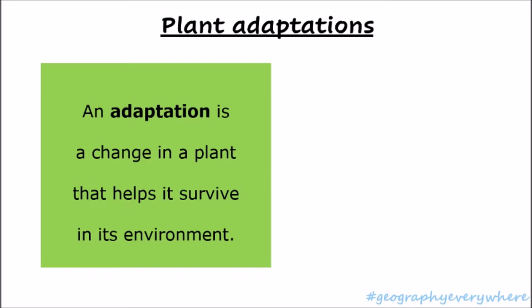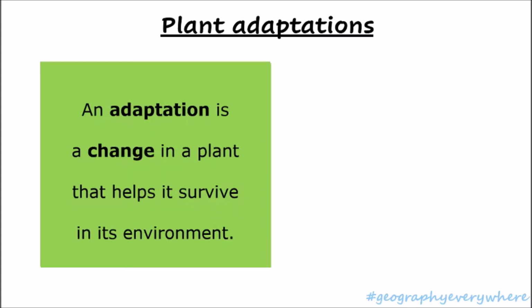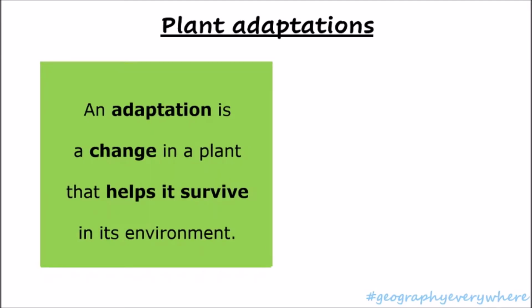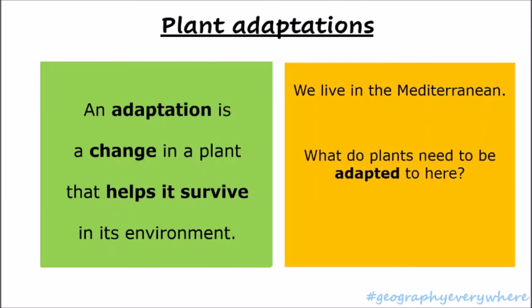A plant adaptation is similar to an animal adaptation. An adaptation is a change in a plant that helps it survive in its environment. We live in the Mediterranean. What do plants need to be adapted to here?